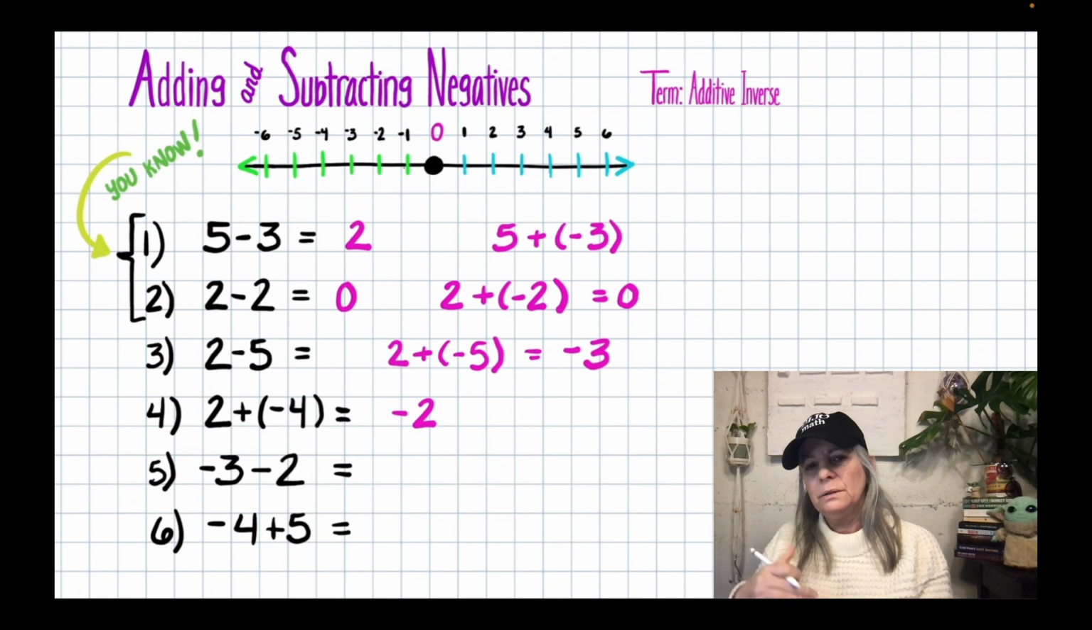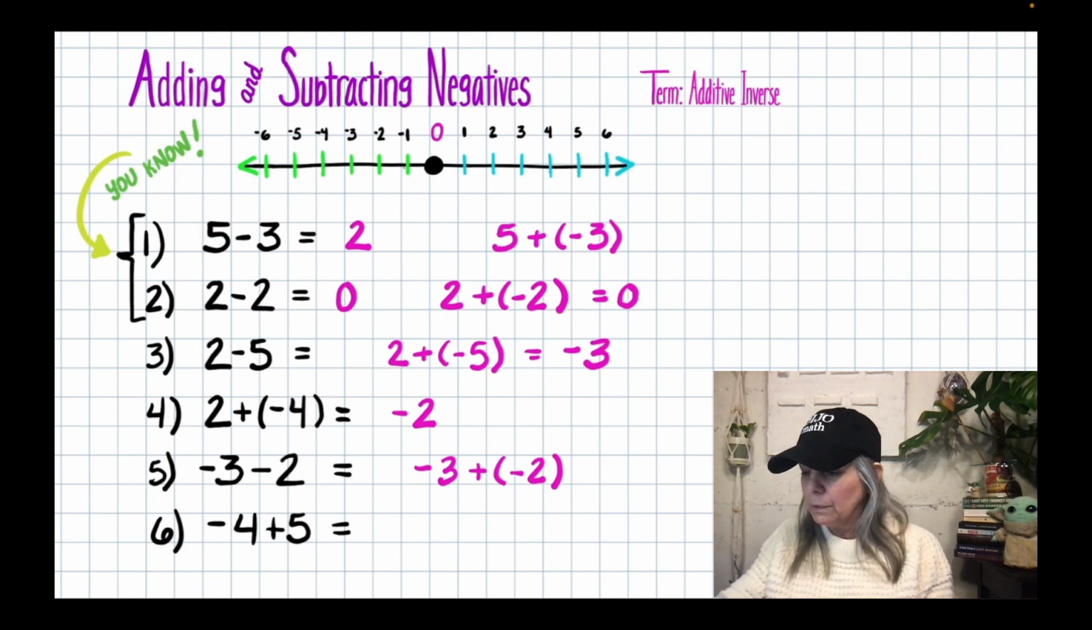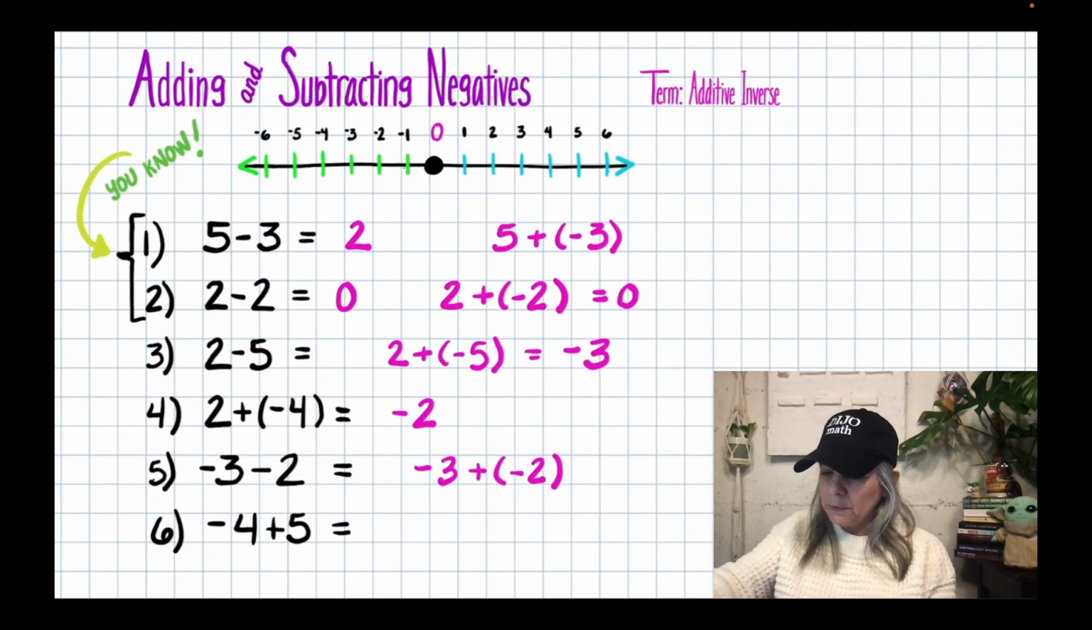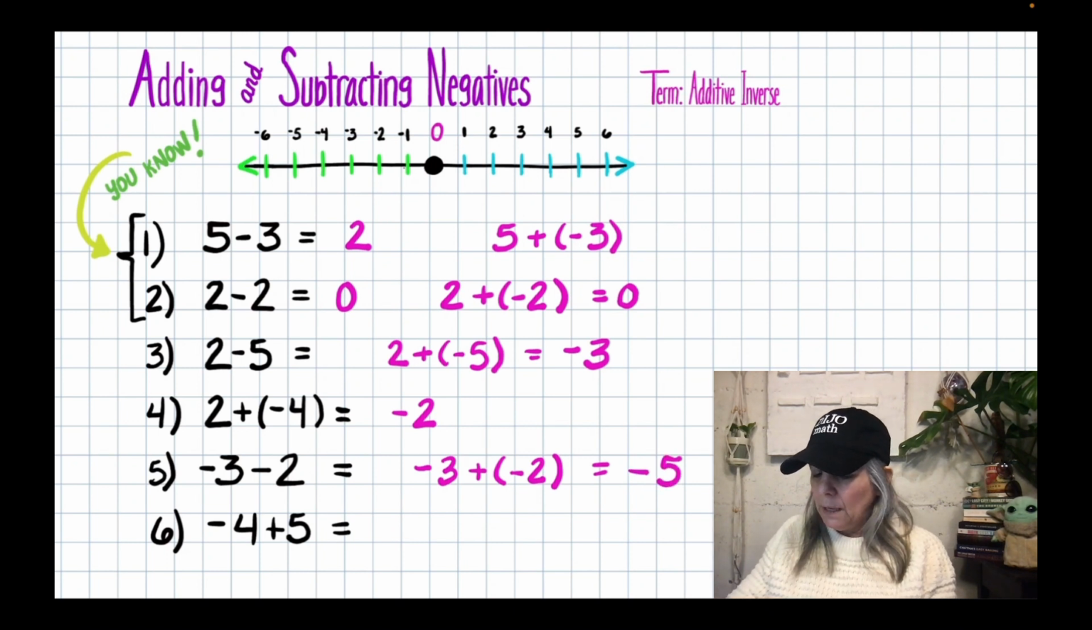Now we have a negative 3 minus 2. Let's write the additive inverse. So we get a negative 3 plus a negative 2. And going back to the number line, we start with negative 3 this time. And we're going to add a negative 2, so we still need to go to the left. So 1, 2, and we end up with a negative 5. All right.